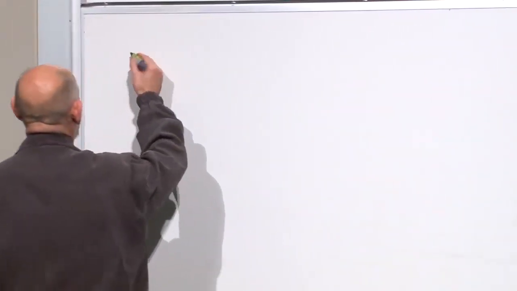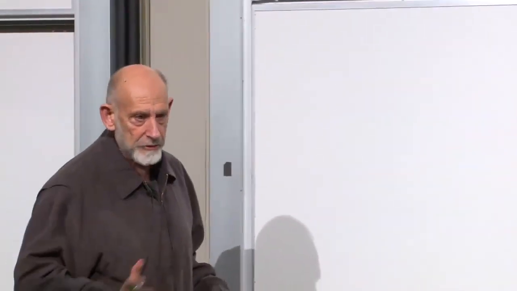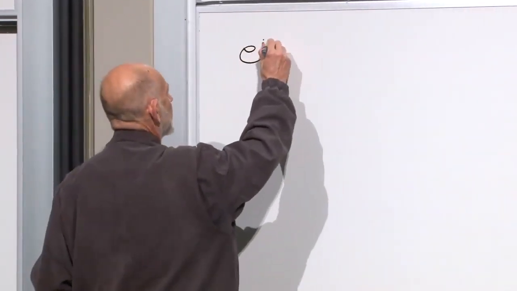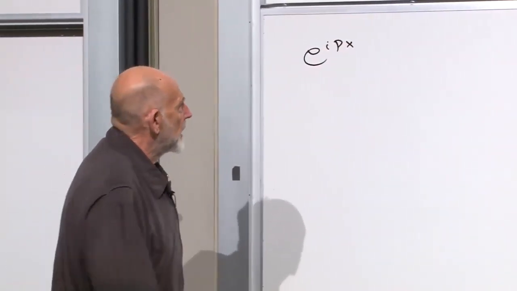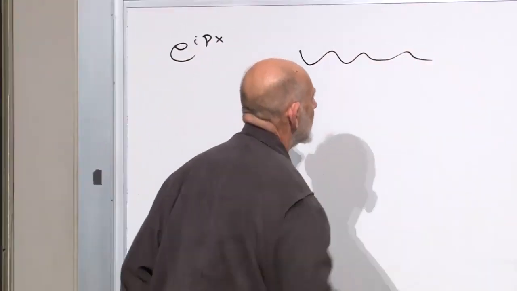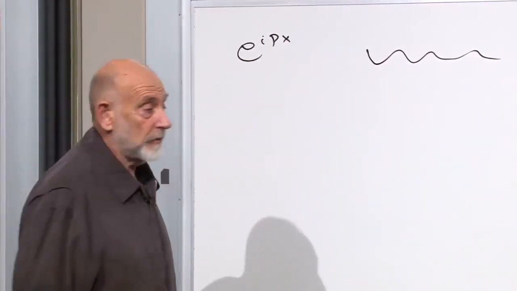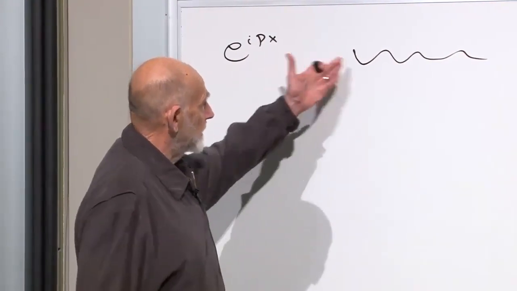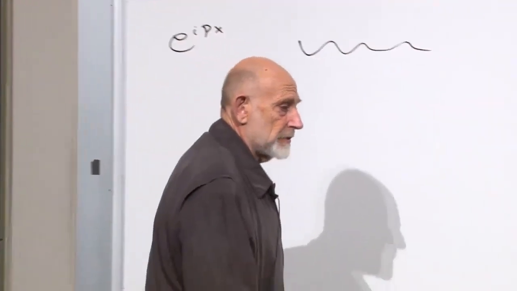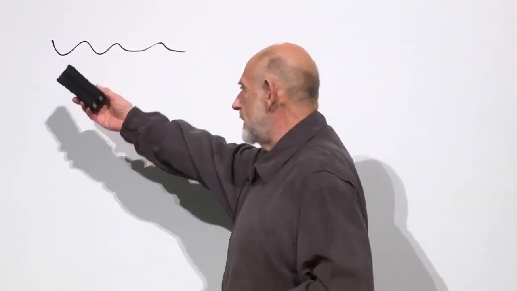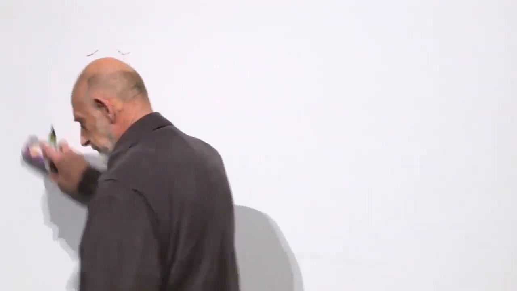The function e to the ipx, let's take p to be a number. p is a number now, it's not a variable. e to the ipx is a combination of sine and cosine functions, and therefore it has a wave-like character, and we call it a plane wave. There's a combination of cosine px and i sine px, and you can think of it as a wave. Of course, it's not moving. Just writing e to the ipx doesn't give it any time dependence, so it doesn't move, but it's wave-like.